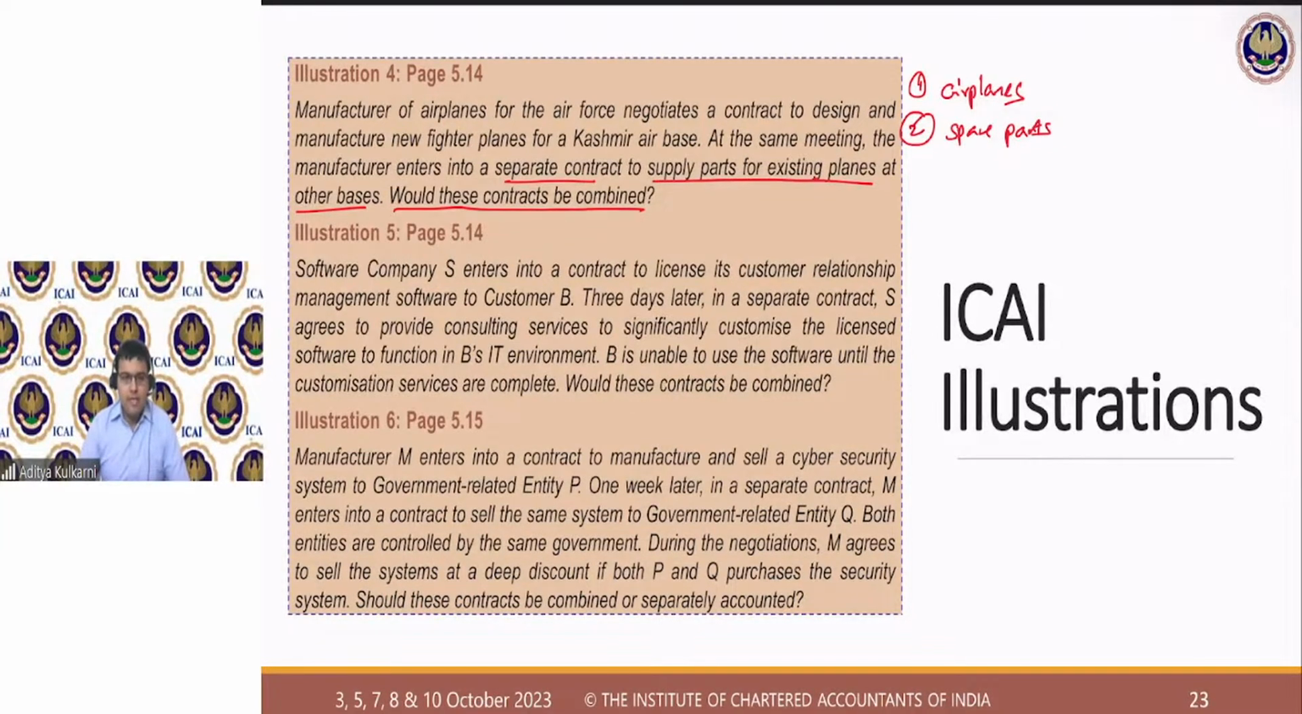No. Obviously, no. Sir, they are entered at the same time. Agreed. But what are the contracts? Sir, the first one is supplying aircraft. The second one is supplying spare parts to existing planes at all other air bases.